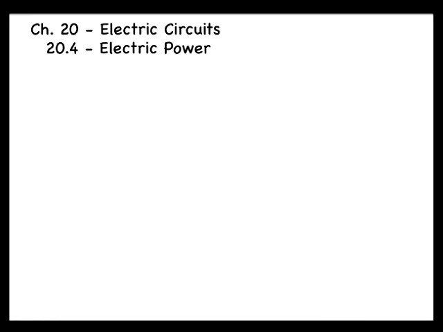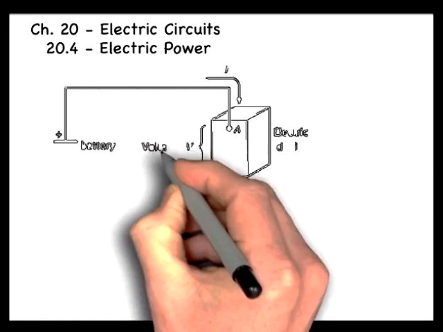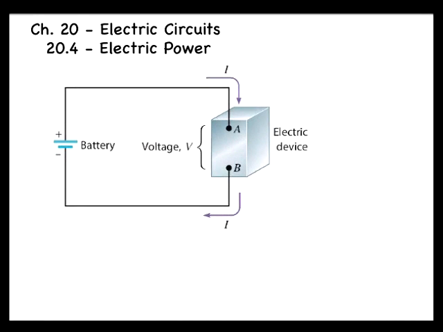One of the most important functions of current in an electric circuit is to transfer energy from a source, a battery or a generator, to an electrical device, like a cell phone. Note that the positive terminal of the battery is connected by a wire to the terminal labeled A on the device. Likewise, the negative terminal of the battery is connected to the B terminal. Thus, the battery maintains a constant potential difference between the terminals A and B, with A being at the higher potential.